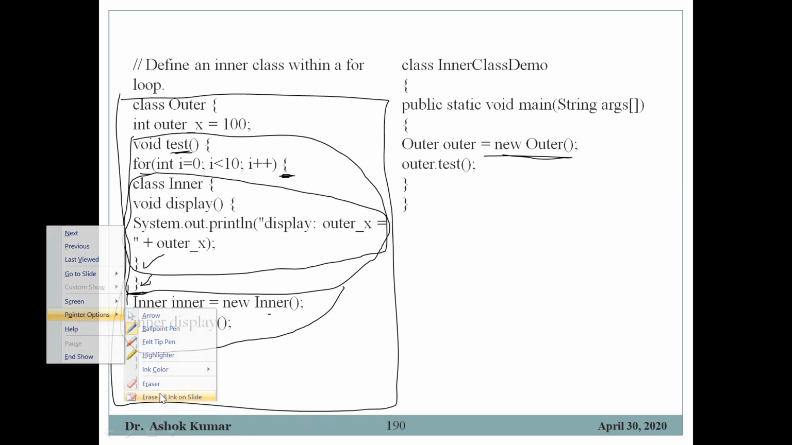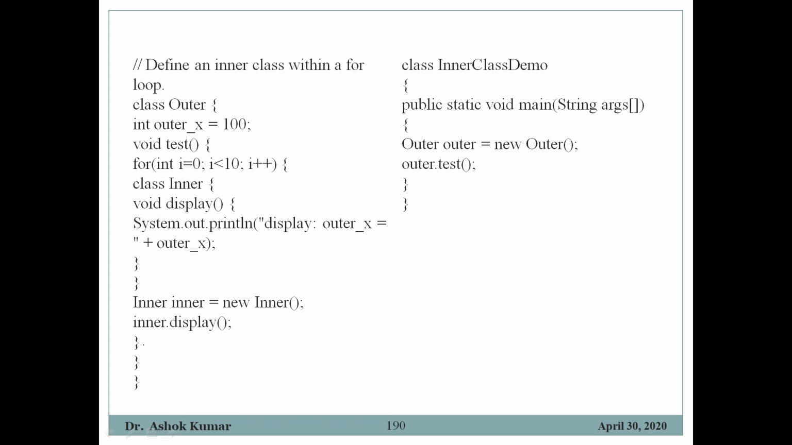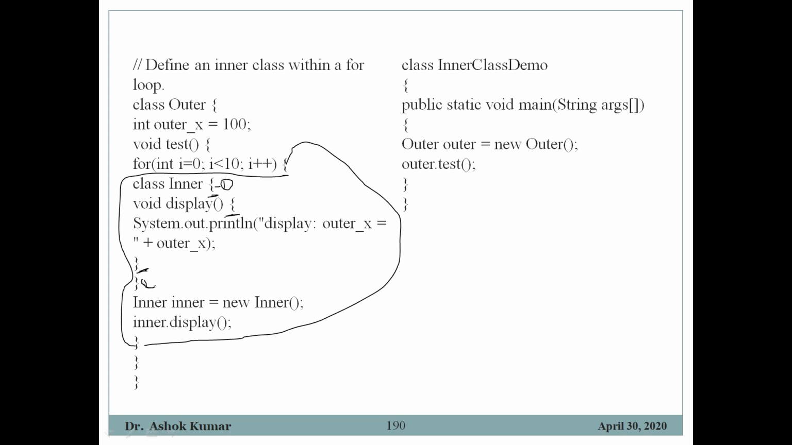So it will be clear. This is basically the end of this for loop. Everything in this part is there in the for loop. Then it will be more clear, right? This is the body of the for loop, and this display method ends here, and this class I'm going to label 1, and this is the end of 1, right?